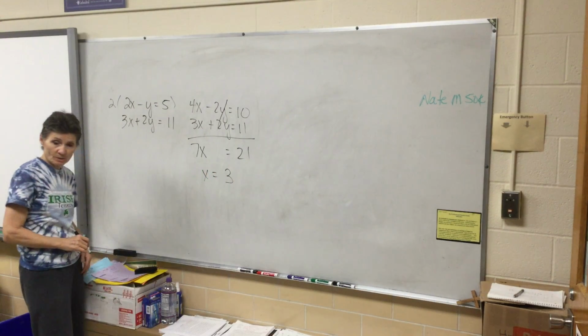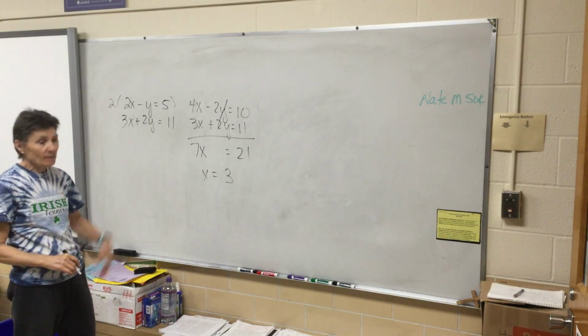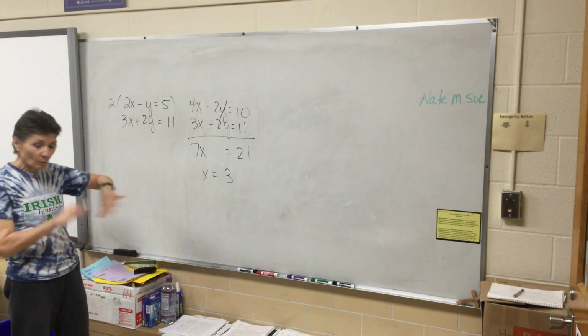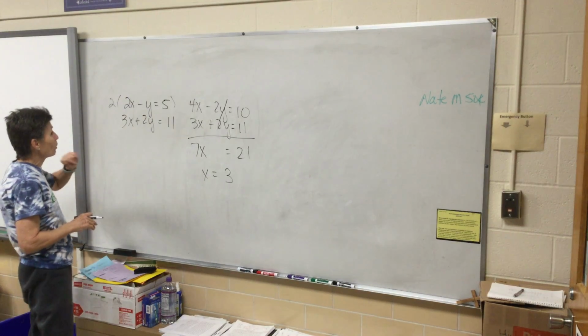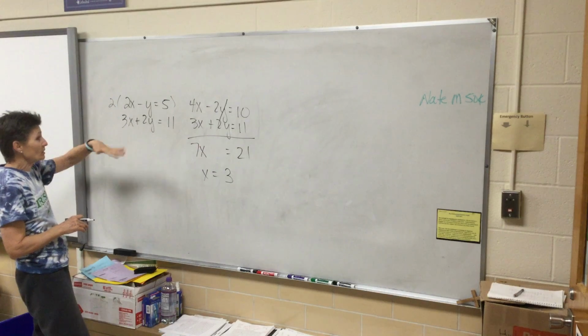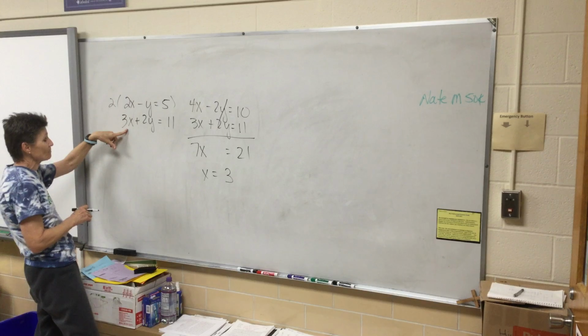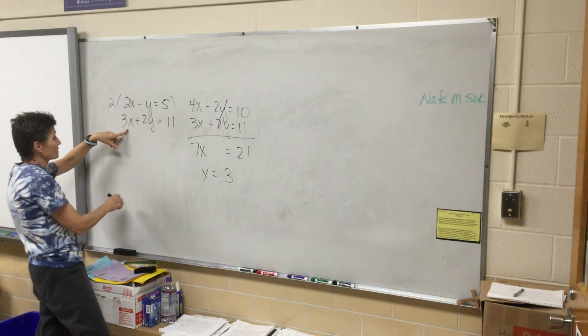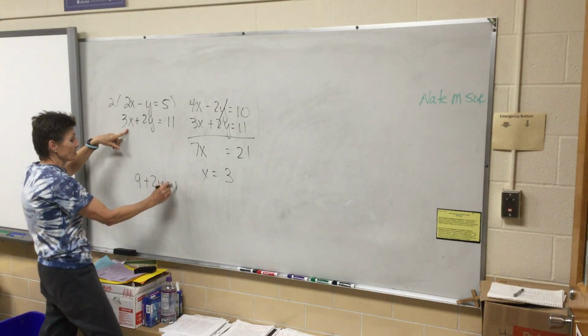So x equals 3. Now, even if you did substitution, that is the answer you should get. There's only one answer to the problem, and x is 3. Then we'll go back to one of the original equations. It doesn't make any difference. I'll use this one since I haven't messed with it. And I'm going to put in 3 for the x. So that's going to give me 9 plus 2y equals 11.